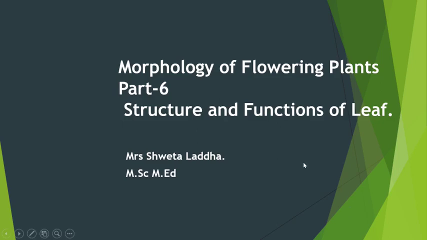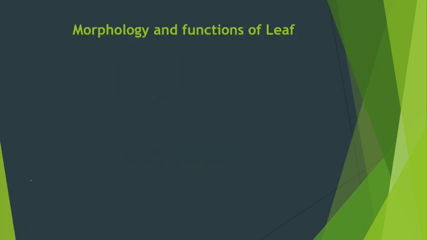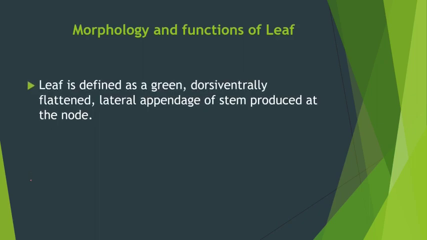Hello students. Let us start with part 6 of morphology of flowering plants. Today we are going to study about the structure and functions of leaf. So basically leaf is a green dorsiventrally flat lateral appendage of the stem which is produced at the node.